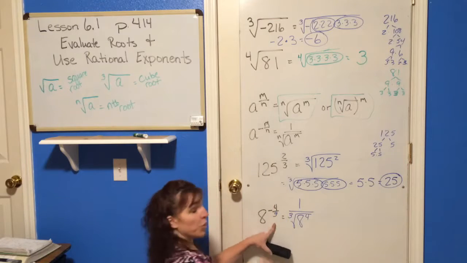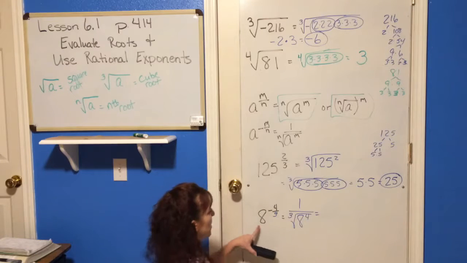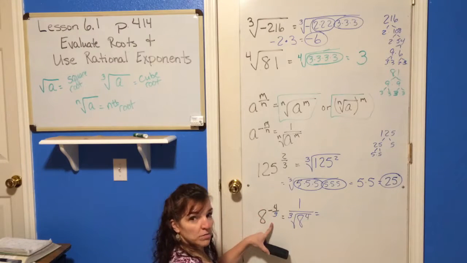Because if this is to the 4/3 power, now we have a cube root. So go ahead and write another problem: 8 to the negative 4/3 power. What we did was all correct. We're adding another problem.